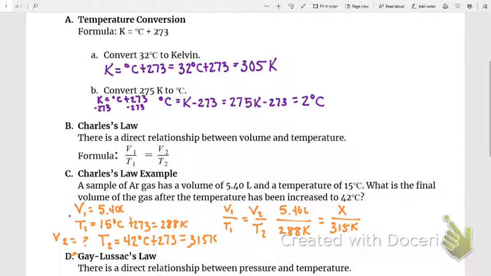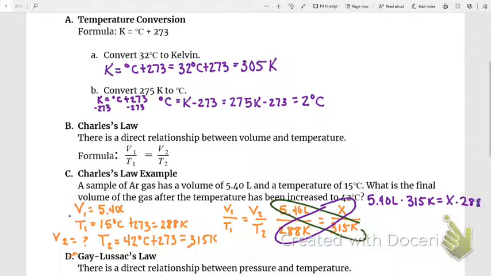So what you can do to solve this, because we have a fraction, is I like to use cross multiply and divide. So what that means is you maybe have seen something like this in your math class. So you multiply what's diagonal to one another, and I'm going to rewrite that out. So what's diagonal to 5.4 liters is 315 Kelvin. So I can rewrite that as 5.40 liters times the 315 Kelvin is equal to, and the X is diagonal to the 288. So we have X times 288 Kelvin.